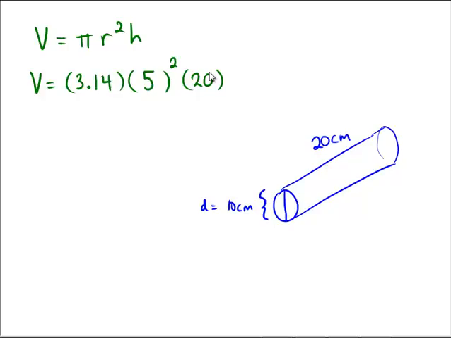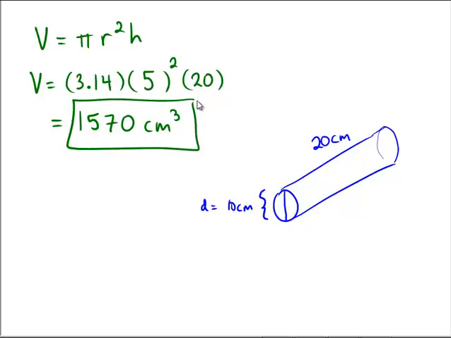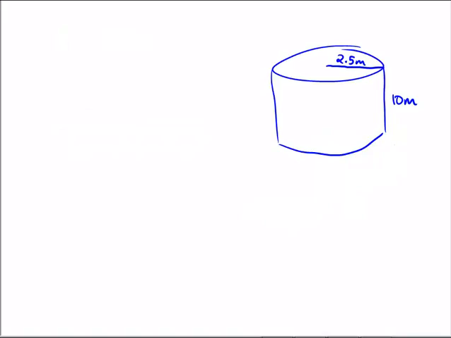So again, on the trusty calculator, 3.14 times 5 squared times 20. If you're playing along, hopefully you got a nice whole number this time. Looks like it came out to be 1570. And again, these happen to be cubic centimeters. So now definitely pause the video and see if you can do this one. Try this one out on your own.